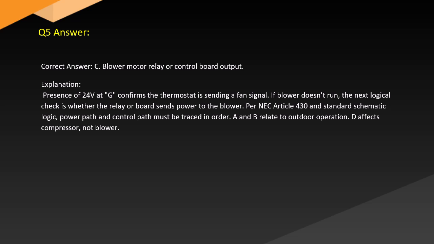Answer. Correct answer: C. Blower motor relay or control board output. Explanation. Presence of 24 V at G confirms the thermostat is sending a fan signal. If the blower doesn't run, the next logical check is whether the relay or board sends power to the blower. Per NEC Article 430 and standard schematic logic, power path and control path must be traced in order. A and B relate to outdoor operation. D affects the compressor, not the blower.